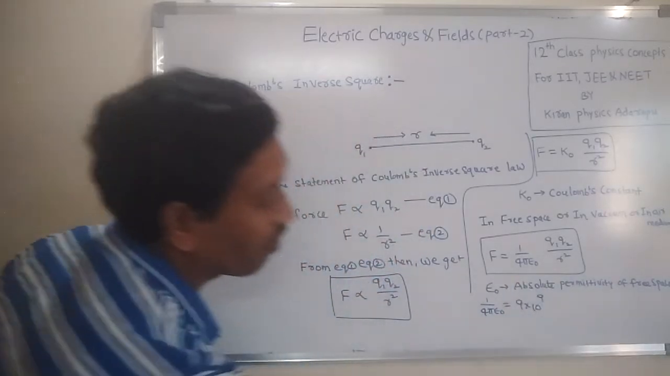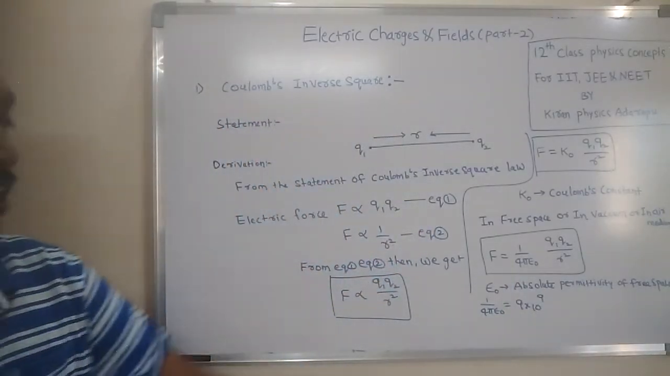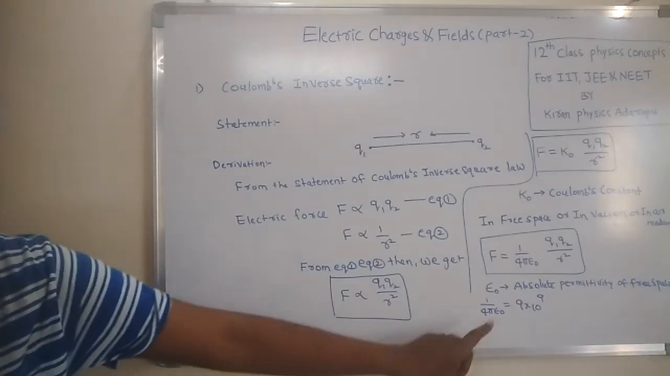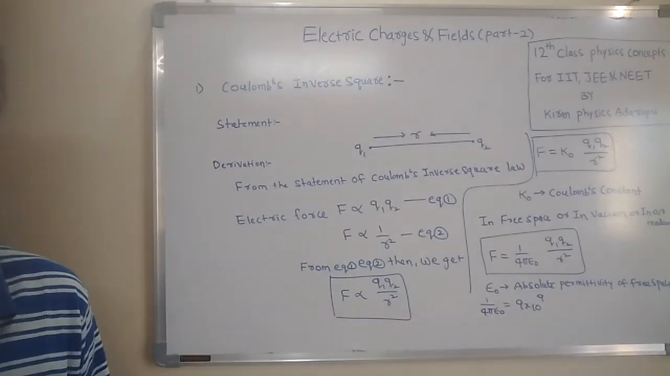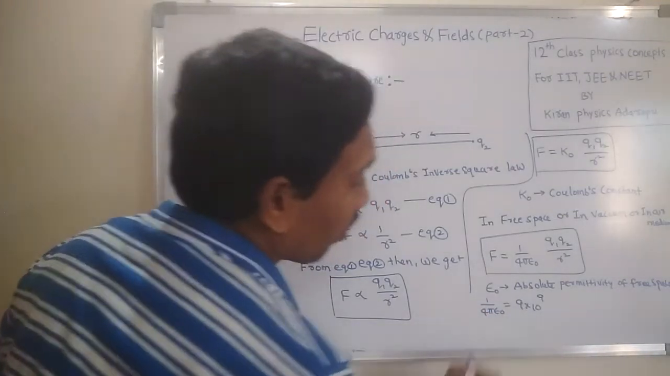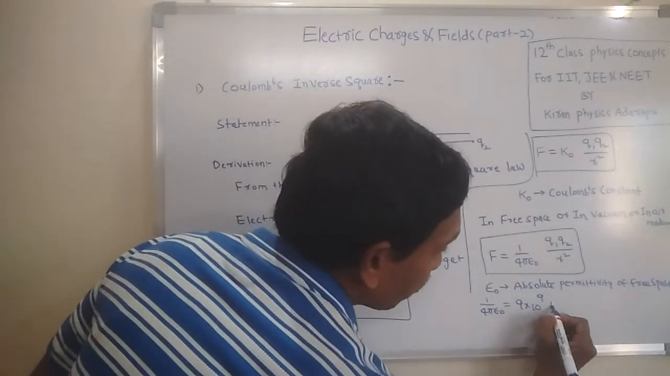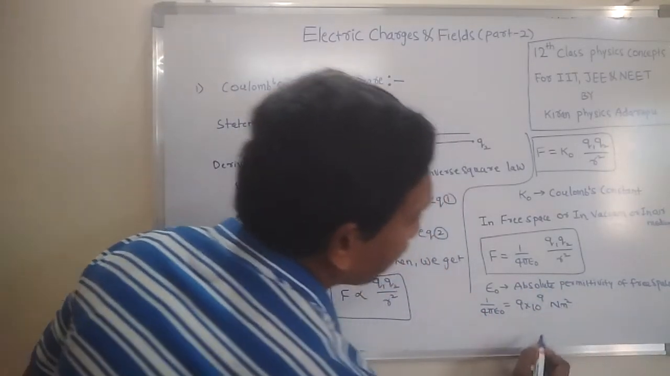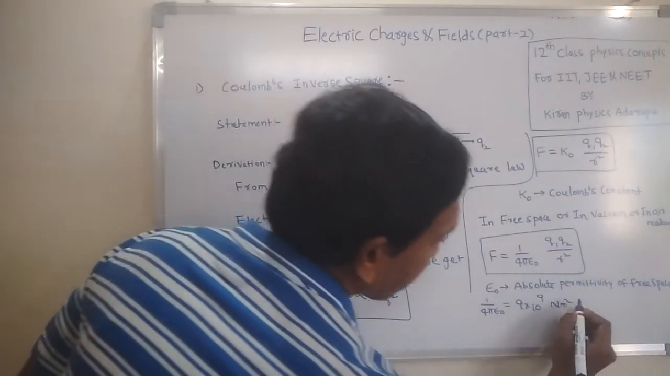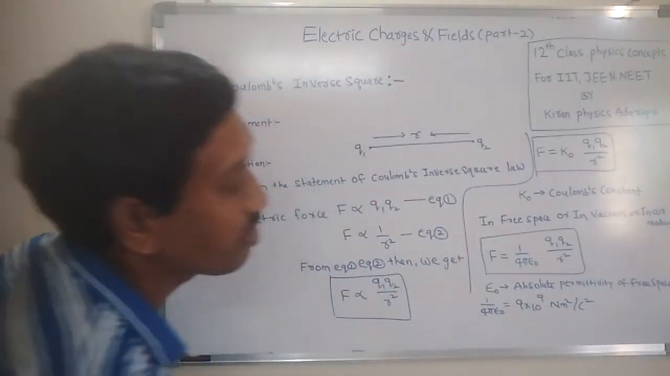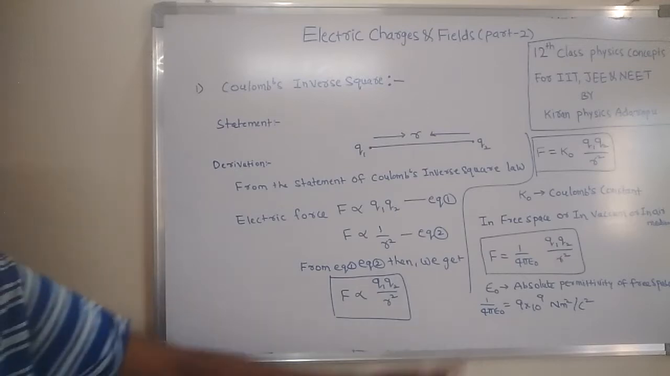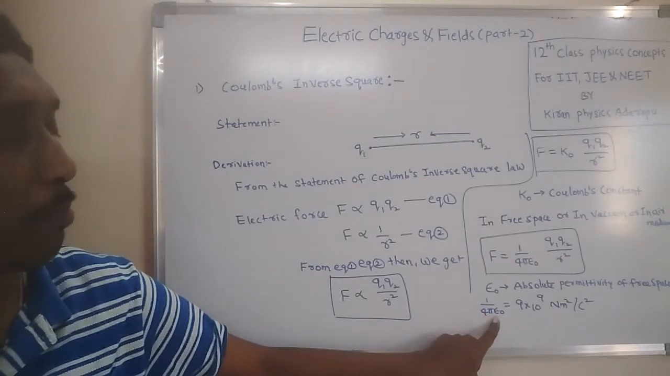What is the value of 1 by 4 pi epsilon naught? 9 into 10 power 9. This is the 1 by 4 pi epsilon naught value. What are its units? Newton meter square by Coulomb square is the units of 1 by 4 pi epsilon naught. To recognize this value, this is the most important value.